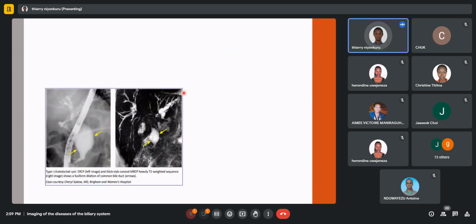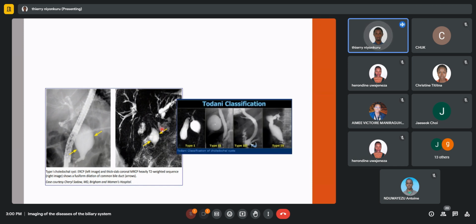On this MRCP, we can visualize this type 1, where only the common bile duct is dilated. As we have seen, it is a type 1 Todani classification. On this MRCP T2 weighted sequence, we can also visualize the right sectoral ducts, the posterior and anterior, and the left hepatic duct. But going through the descending duodenum, we can see that the common bile duct is dilated. This also shows type 1 choledochal cyst.